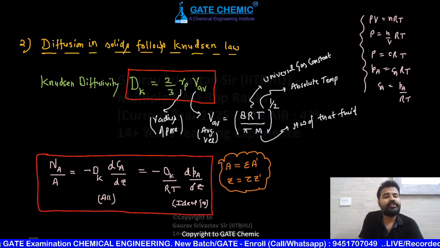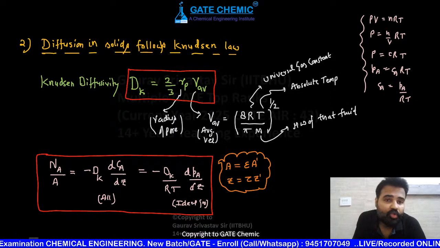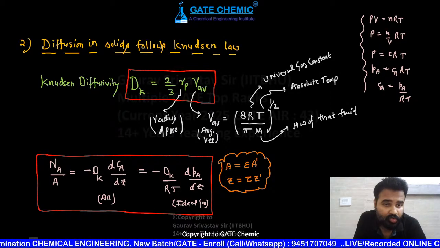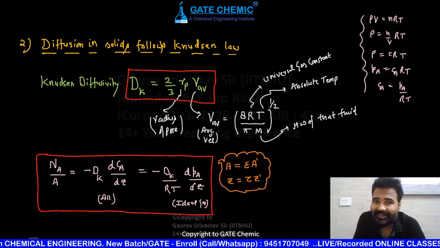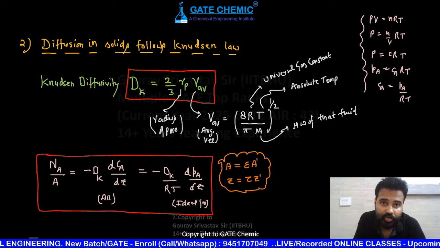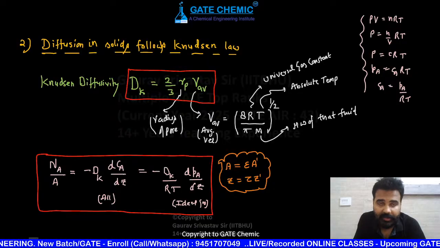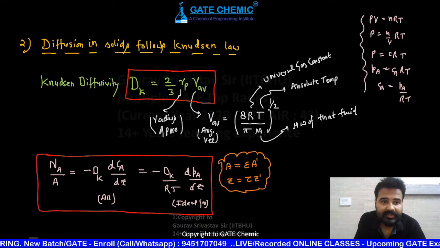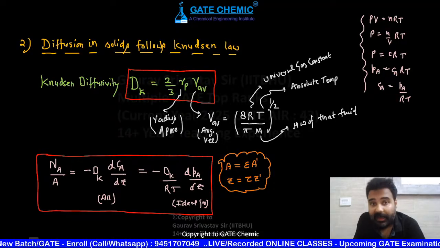Now second is diffusion in solids follows Knudsen law. अब ये क्या है यार? Knudsen law को इस्तेमाल करते हैं तो क्या होता है? So for this case बेटा, you have to learn one equation, how to calculate Knudsen diffusivity. In the GATE examination they can ask you a 1 mark or 2 mark question directly based upon this formula, and already asked in PYQs, you can see it. So Knudsen diffusivity, that is D_K equals 2 by 3 r_p v average.